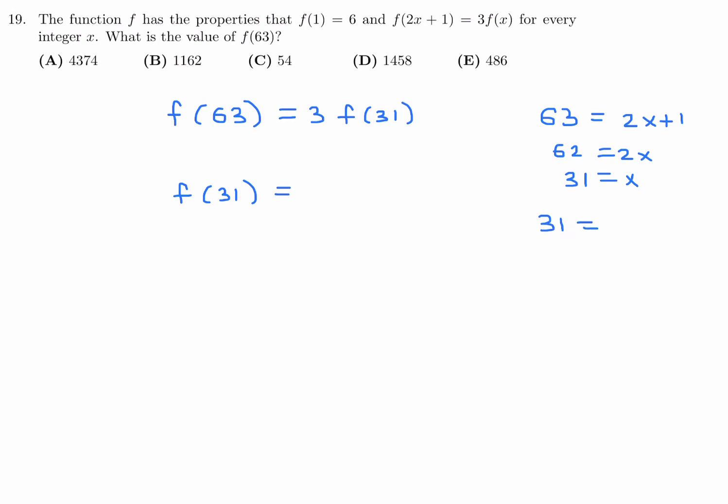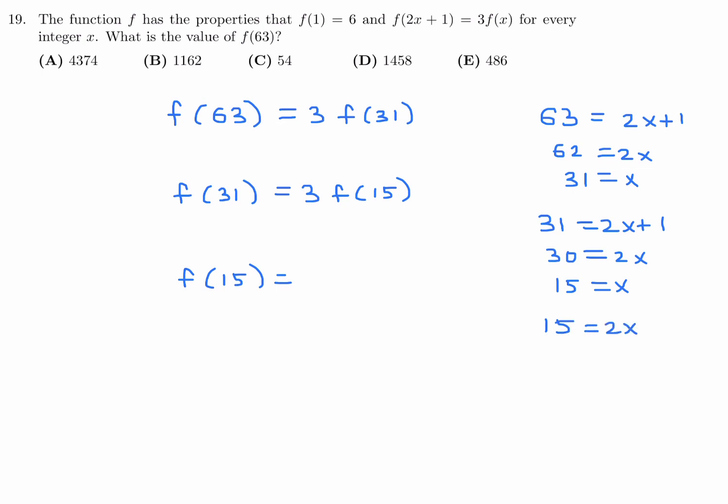This time 31 is equal to 2x plus 1, so that means 2x is equal to 30. X is equal to 15. So f at 31 is 3 times f at 15. Let's keep going. F at 15. This time 15 is equal to 2x plus 1. 2x is equal to 14. X is equal to 7. So 3 times f at 7.